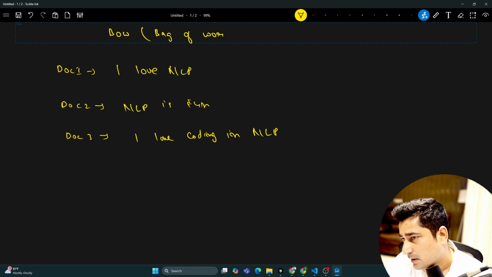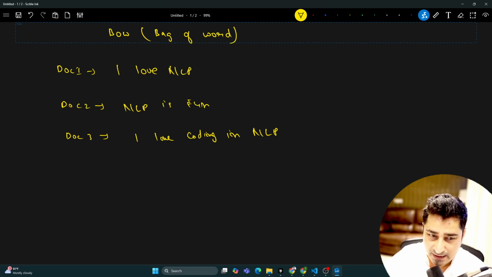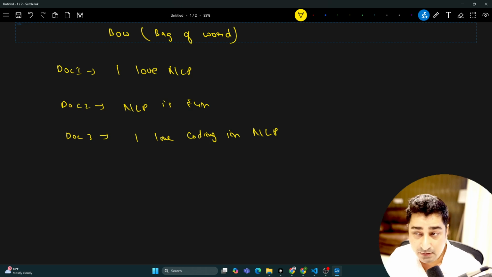Bag of words is one of the oldest techniques, or one of the initial techniques you will find. This vector representation of bag of words never considers grammar or even the ordering of the words, that is, which one will come after which one. It always cares about the frequency of the data.